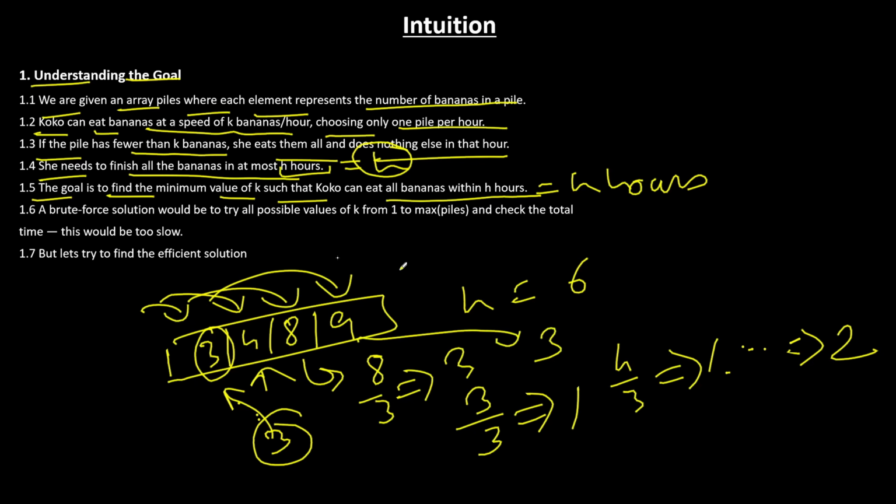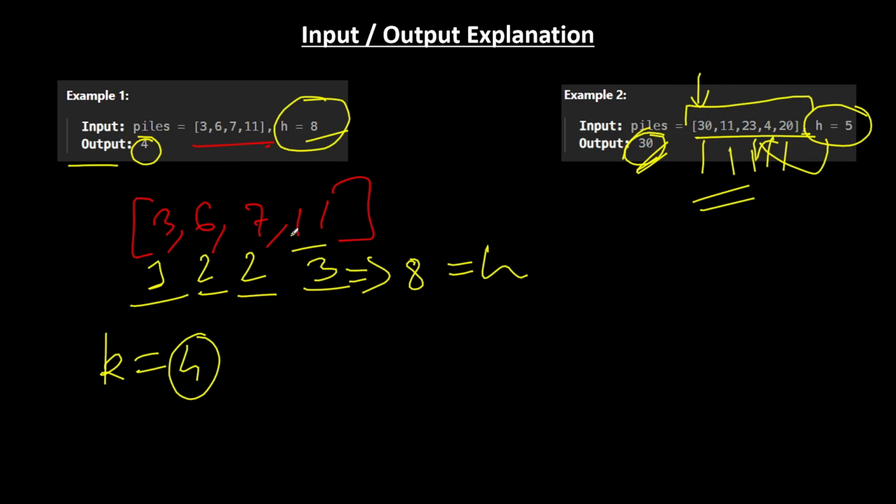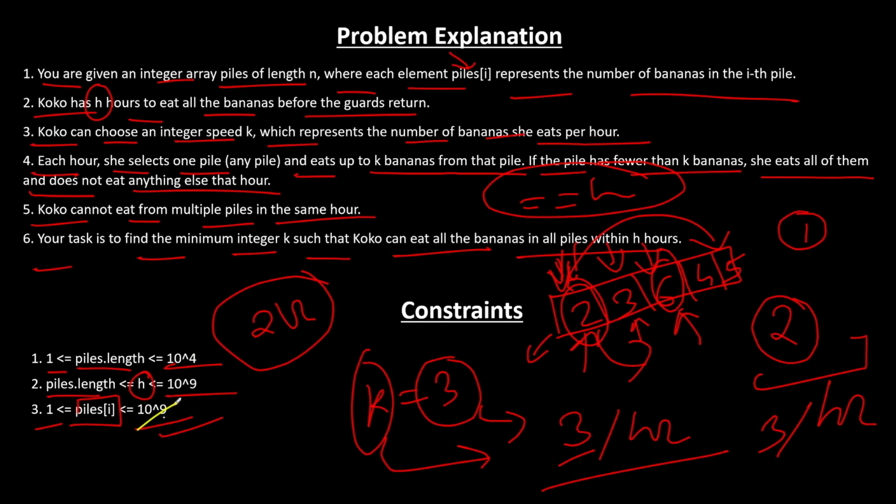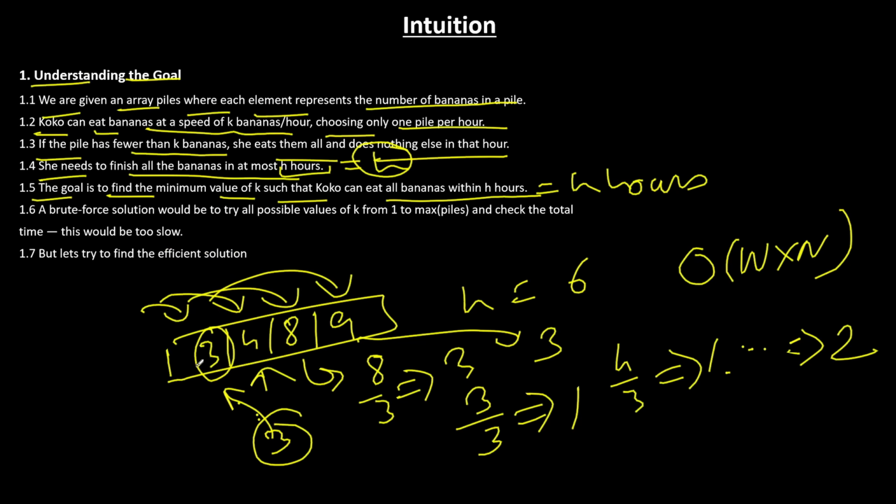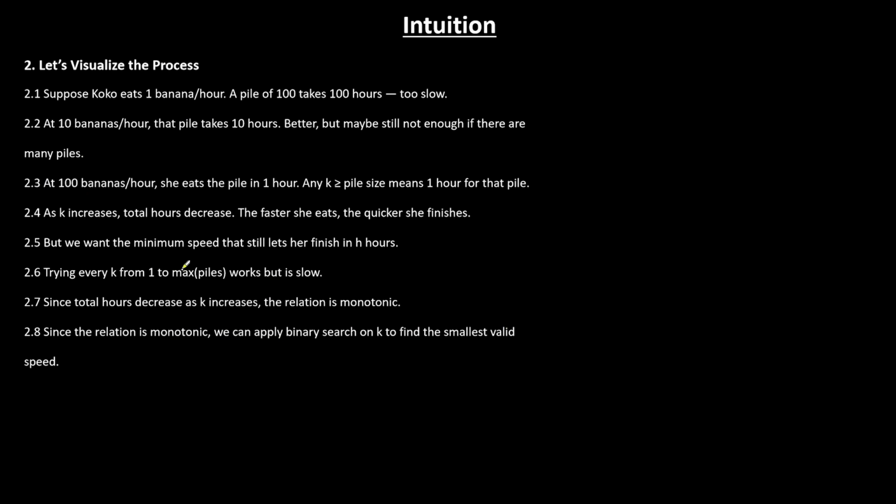The time complexity to do this will be O of n into n, or you could say O of n square. And this will result in a runtime error because it will cross the constraints which were given to us, which is basically 10 to the power 9, or you could say 10 to the power 4. So let's try to find an efficient solution for this.